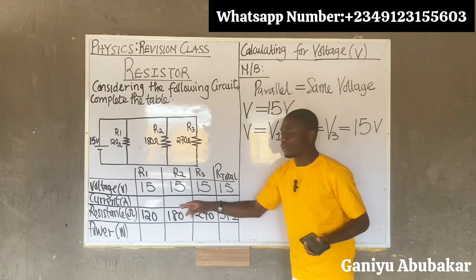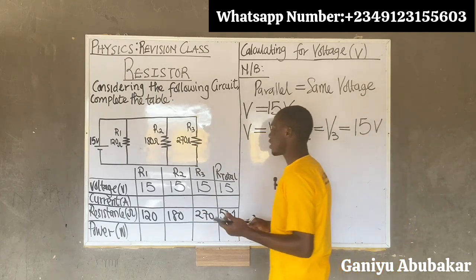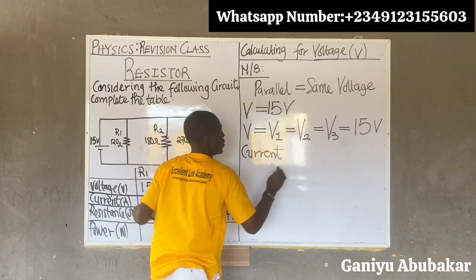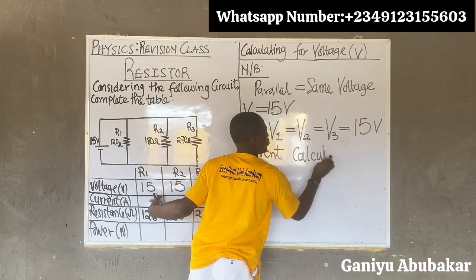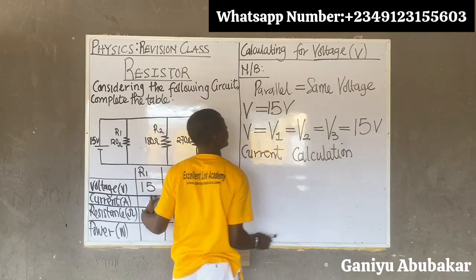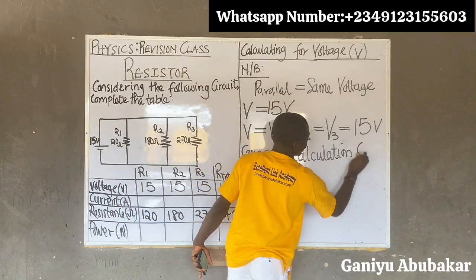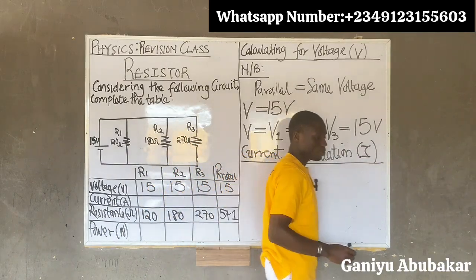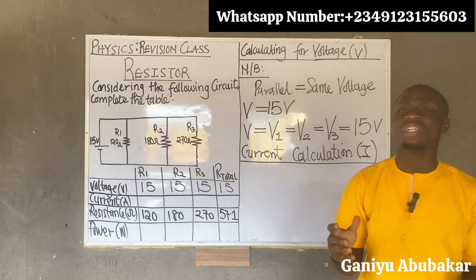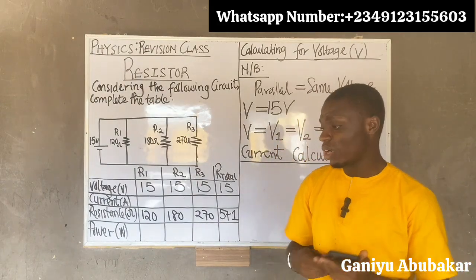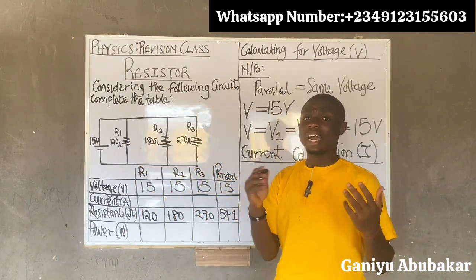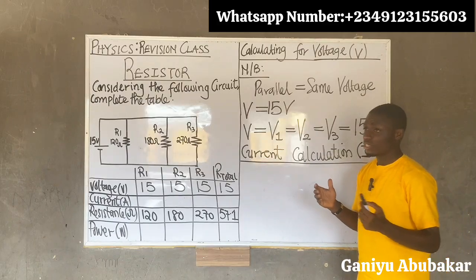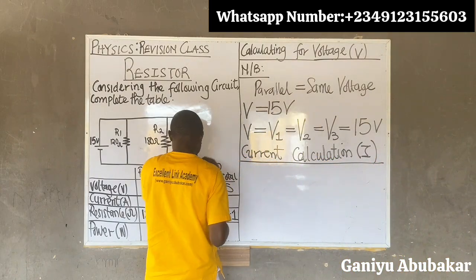Now, after that, let's do current calculation. Let's calculate for the current, in bracket I is current. Now here's the idea. To get my current, I'll simply apply Ohm's law. In this case, I've gotten V, so I can easily get current. First things first, let's get current.